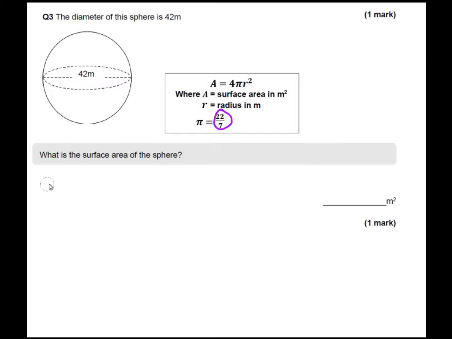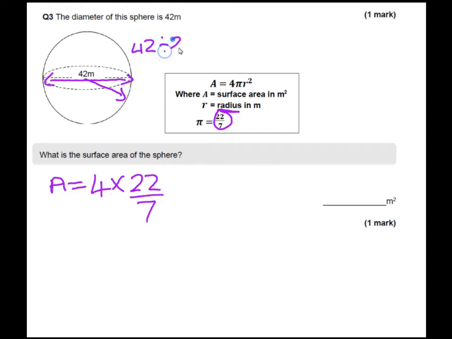So let's write out the formula substituting what we know. So A equals 4 times pi, which is 22 over 7, times the radius in meters. Now they've given us the diameter, so it's one of those trick questions where we have to divide the diameter by 2 to get the radius. So the radius is 21 meters, and we need to square it.